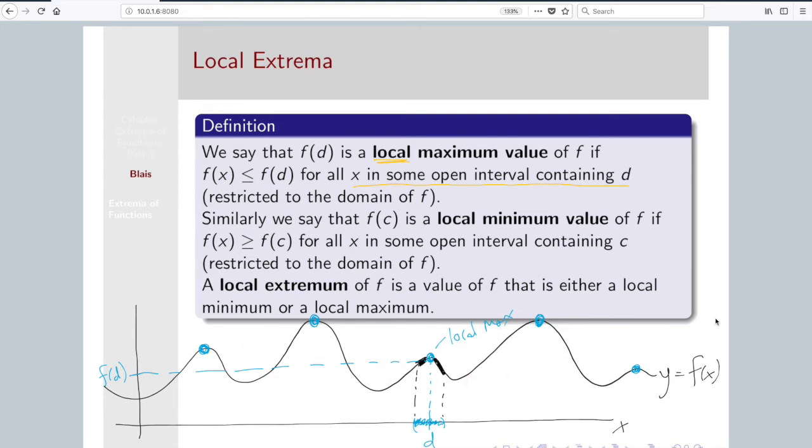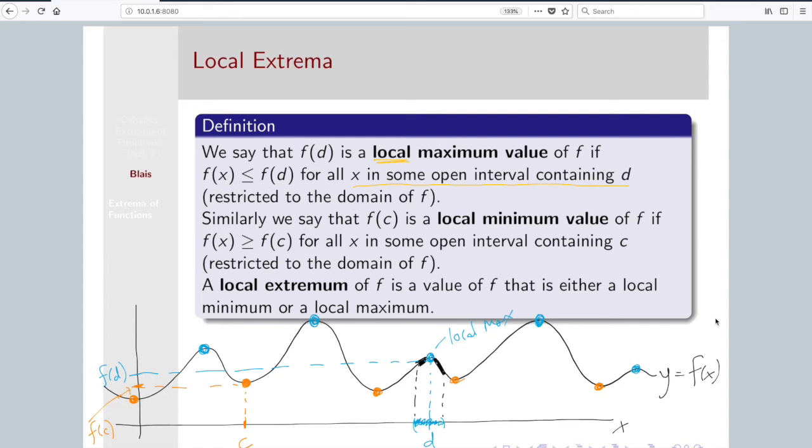Once we understand the concept of a local maximum value, local minimum value is the natural equivalent, except it's the valleys. So the bottoms of the valleys give us our local minimum values. So for instance here, according to our definition, at c we have our local minimum value of f of c.